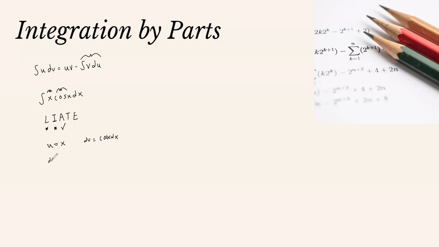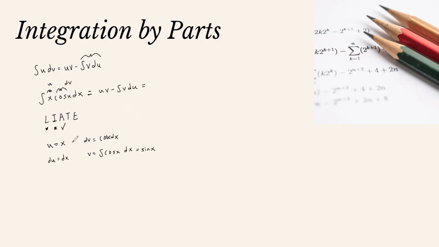Now we'll find du, which is just dx. Pretty nice right there. And v, which is the integral of cosine of x dx, will just be sine of x. We don't have to worry about the plus c here because that will be added on at the end of the whole integral calculation. So x is u, and the rest of this is dv. And we know this equals uv minus integral v du.